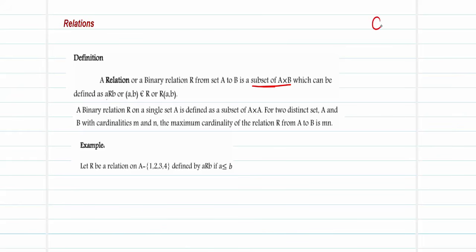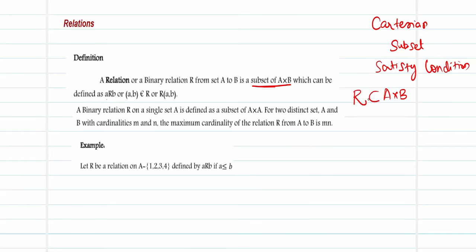So, from the Cartesian product, I am taking a subset that is going to satisfy a condition. So, this A cross B is going to be taken as a bigger set and I am taking R to be a subset of this Cartesian product. This is formed in such a way it satisfies certain norms. The norms vary from problem to problem.